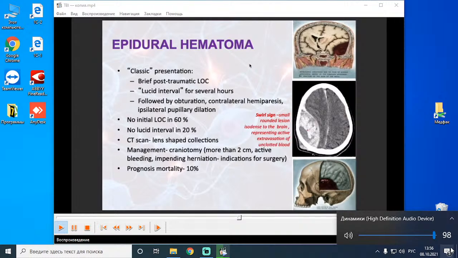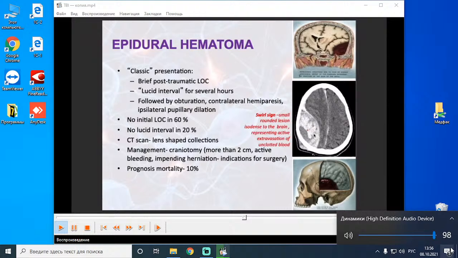Classic presentation: brief post-traumatic LOC, lucid interval for several hours, followed by obtundation, contralateral hemiparesis, ipsilateral pupillary dilation. No initial LOC in 60%, no lucid interval in 20%. CT scan: lens-shaped collections. Management: craniotomy if more than 2 cm, active bleeding, impending herniation are indications for surgery. Prognosis: mortality 10%.